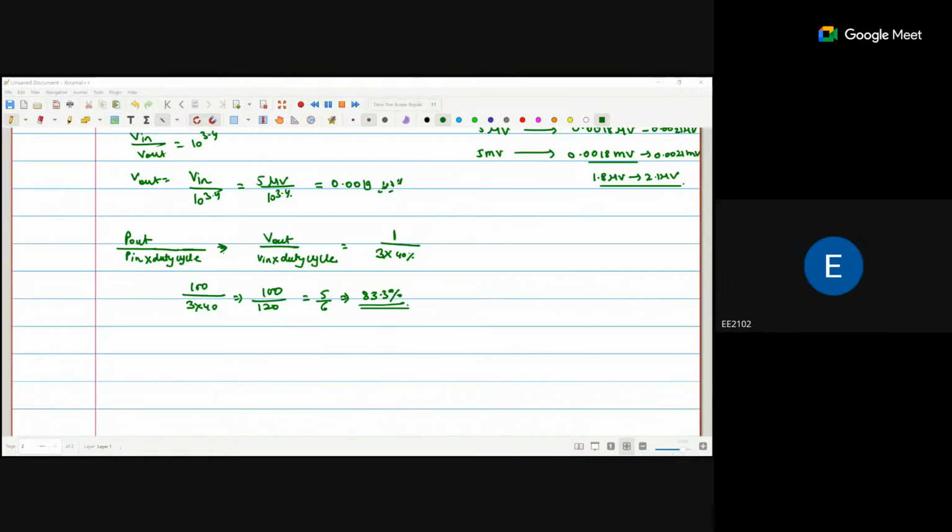Now, for the switching regulator, we know that if we do not provide the input, the output is also zero. If the input is zero, that means the output is zero. So with respect to the input, we are getting zero output. But the benefit of the switching regulator is that its efficiency is high if we have a duty cycle.